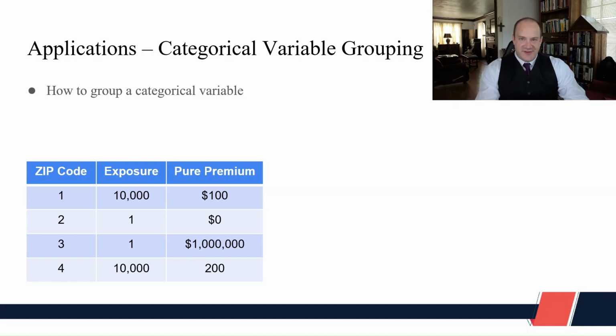How do you group these things together in some reasonable fashion? And the answer is, well, your data might look something like this. So it's like, here's my zip code, got a bunch of exposure there. So we've insured a bunch of people there. Average loss is about $100. Zip code 2, we insured one guy there. He had no loss. So what does that mean?